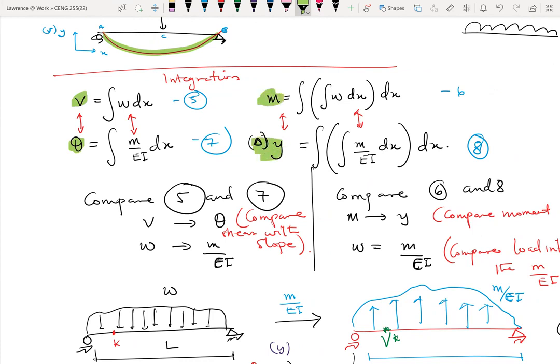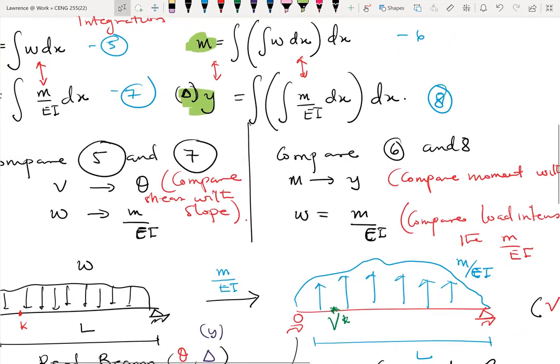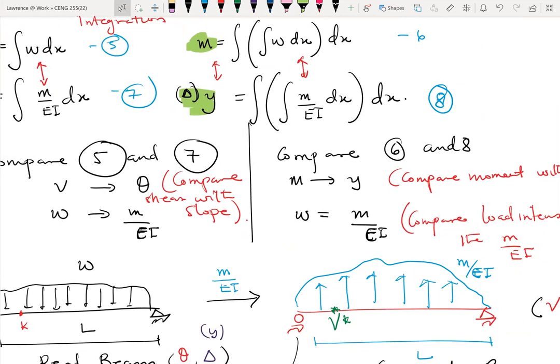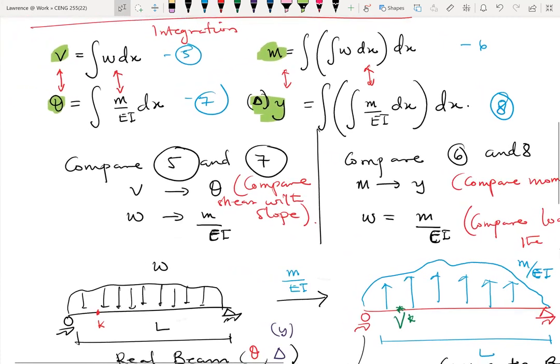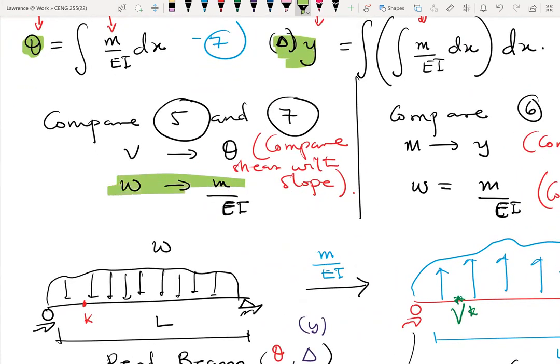So it means that if I can find the slope in the real beam, it's the same as the shear in the conjugate beam. And also if I can find the moment in the conjugate beam, it's the same as finding the deflection in the real beam. Okay. So the comparison mostly comes down to comparing equations, or comparing this right here.